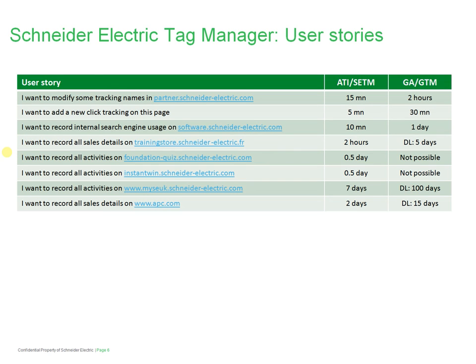Instant Win and Foundation Quiz are dynamic applications. This kind of technology is impossible to track with Google Tag Manager, and even with most of the paid systems. Without the Schneider Electric Tag Manager, these applications would have to be modified in order to add the tracking code, like in the old-fashioned way.